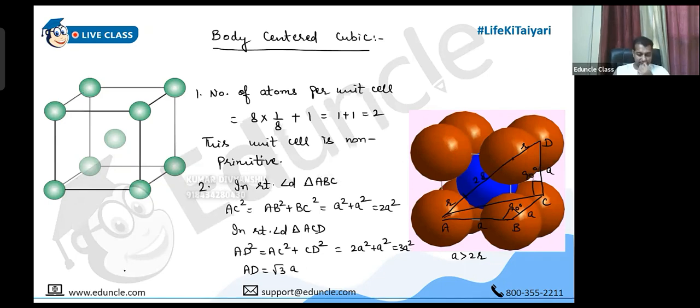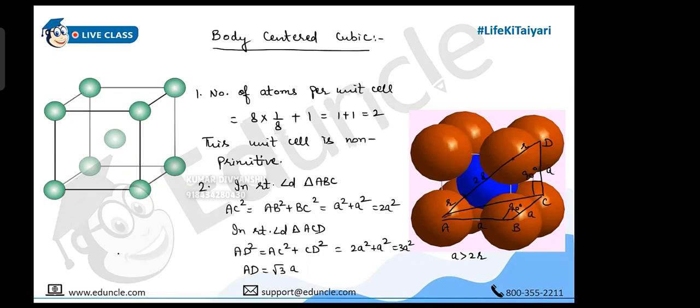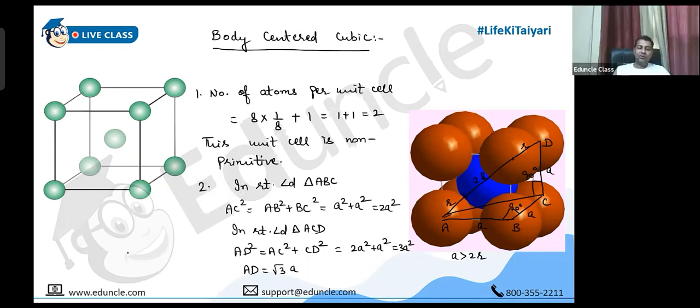Clear? Yes, sir. Of course, the radius of a cation will always be smaller than the radius of an anion. It cannot be greater because it has a positive charge. So it has lost some electrons, so the pull of the nucleus will be more on the rest of the electrons. All those things you have studied in elementary chemistry. That's why the radius will be smaller. So it cannot be greater than the anion radius.